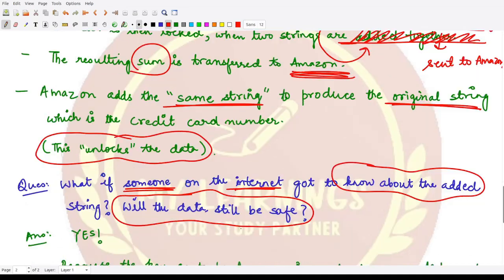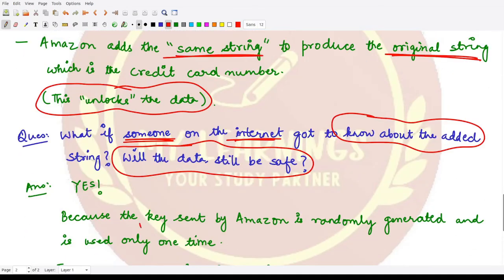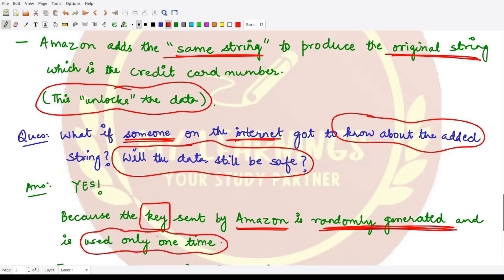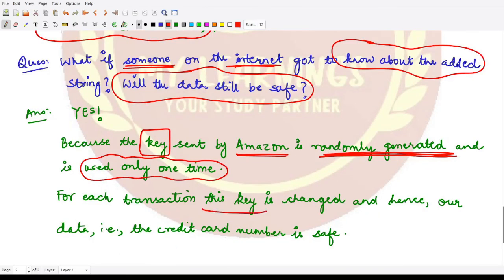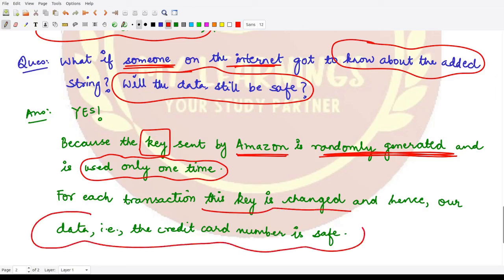They would not get to know about this string, because the key sent by Amazon is randomly generated. Nobody knows what this string is except Amazon, for that particular order at that particular time, and it is only used one time. So for some other product or some other customer, another key would be used, and so on. Therefore, for each transaction this key would be changed, and hence our data would be absolutely safe. So your credit card would be safe in this case.